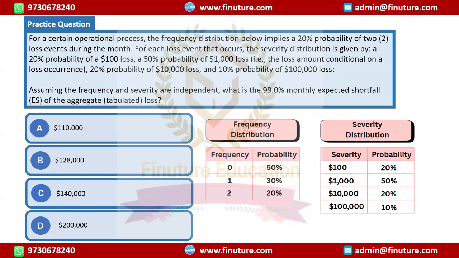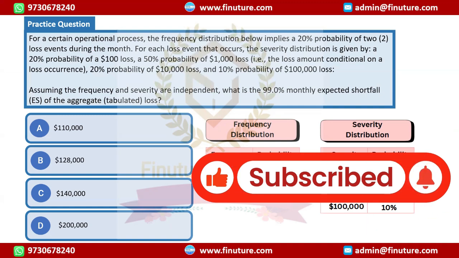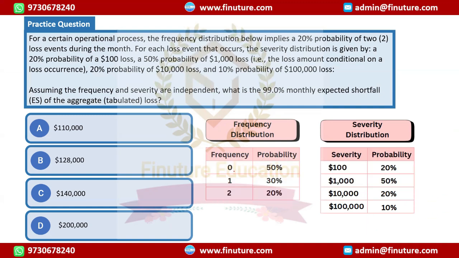So for a certain operational process, the frequency distribution implies, let's think of technology failures, that two technology system breakdowns happening have a probability of 20%, one system breakdown happening has a probability of 30%, and 50% of the time there is no system breakdown, it works fine. But when these happen, these are the corresponding losses.